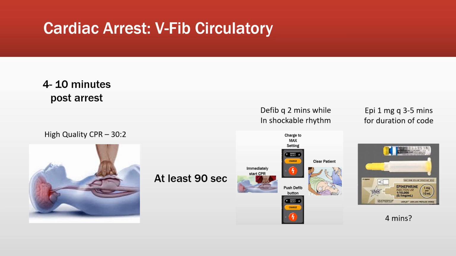Epinephrine, 1 milligram every 3 to 5 minutes for the duration of the code. But if we're shocking every 2 minutes, why not give epi every 4 minutes? So every other shock, you're pushing a milligram epi. Sort of like a NASCAR pit stop, tuned for survival.